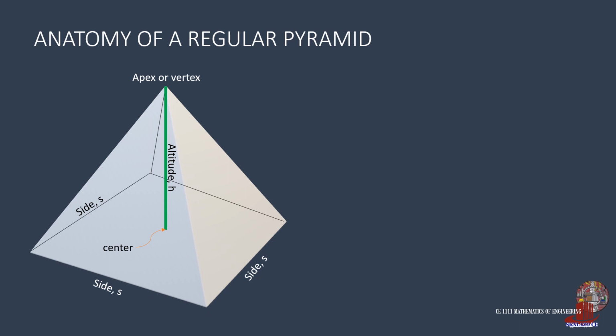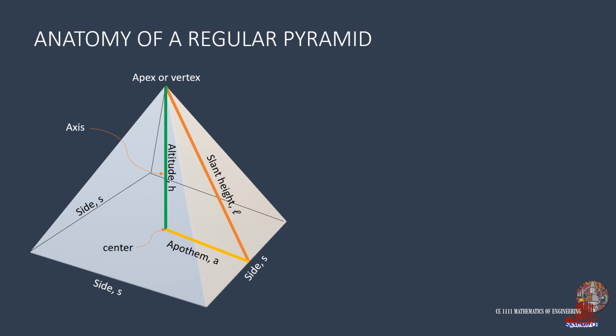The line from the apex to the center is called the axis. Another line dropped from the apex and bisecting the side of the base provides the slant height of the pyramid. This is denoted with a cursive L. The third line starts from the center of the base and bisects the side. This is called the apothem.